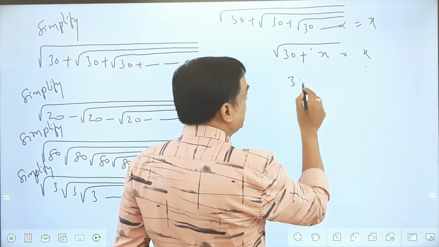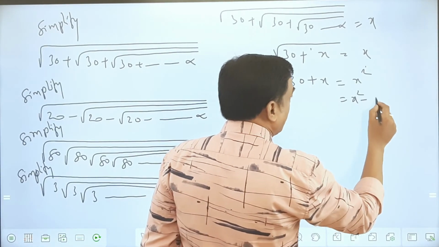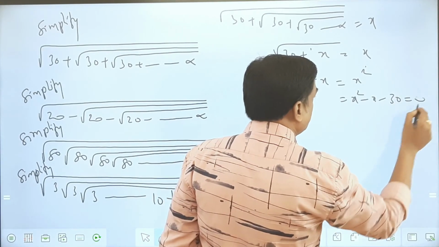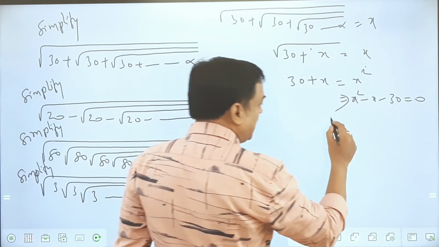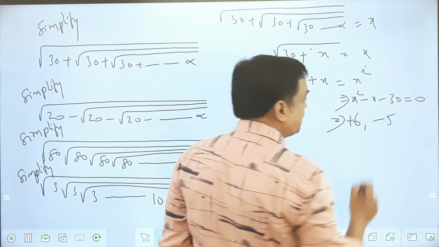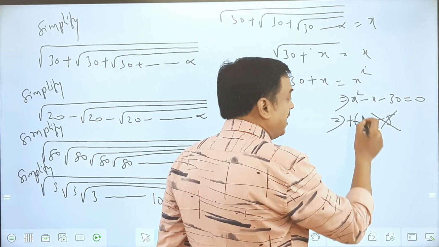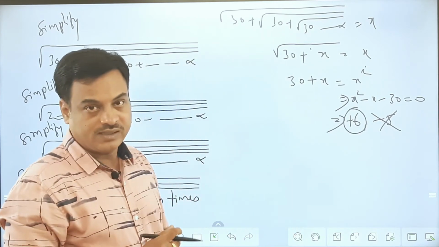Squaring on both sides, it is 30 plus x is equal to x square. x square minus x minus 30 is equal to 0 is what you get. And then when you factorize it, you get plus 6 and minus 5. Now since it is an under root value, it cannot be negative. My final answer would be plus 6.